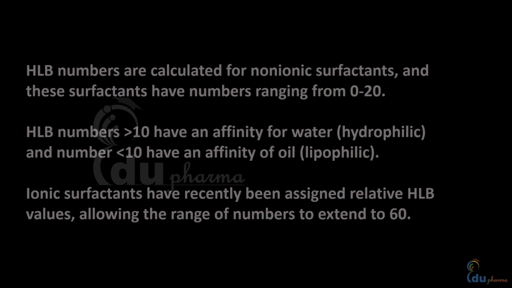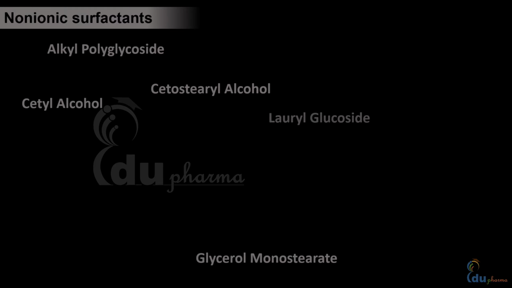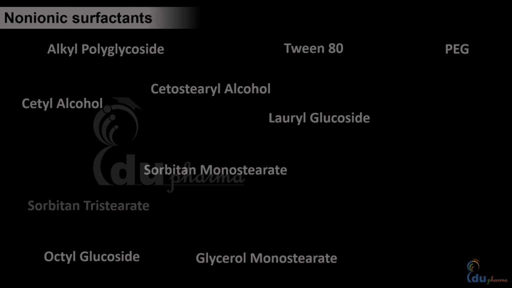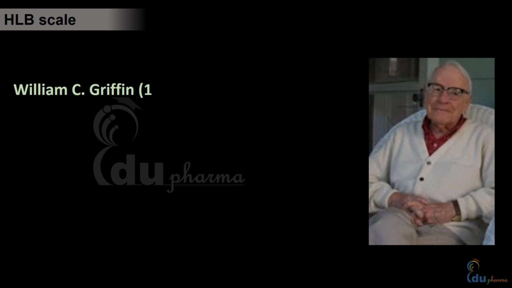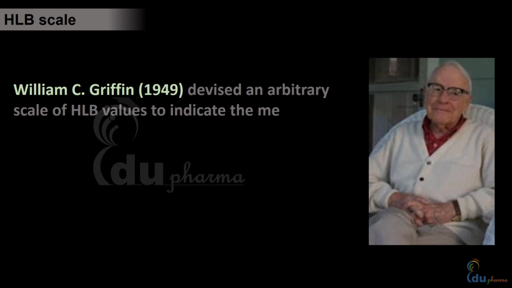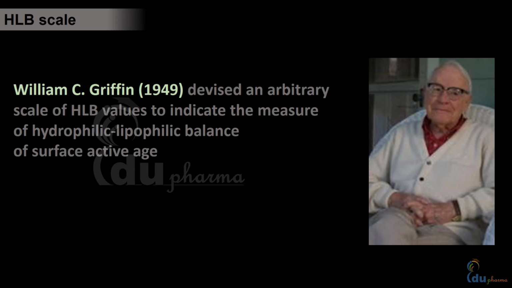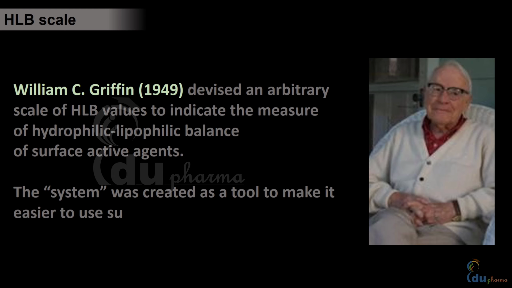There are so many surfactants available on the market. They possess different nature and physical properties. It is obviously a difficult task to select a surfactant as per the need of the formulation. To solve this problem, William C. Griffin in 1949 devised an arbitrary scale of HLB values to indicate the measure of hydrophilic-lipophilic balance of surface active agents. The system was created as a tool to make it easier to use surface active agents.